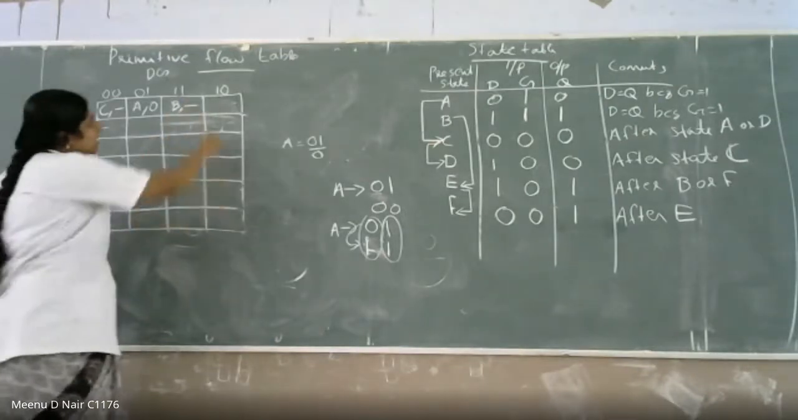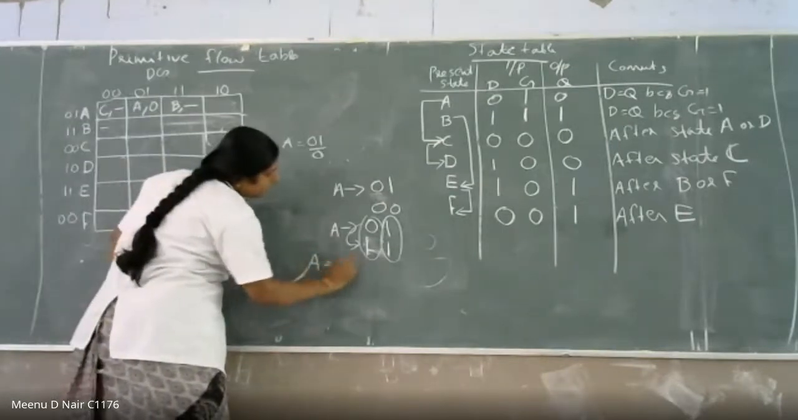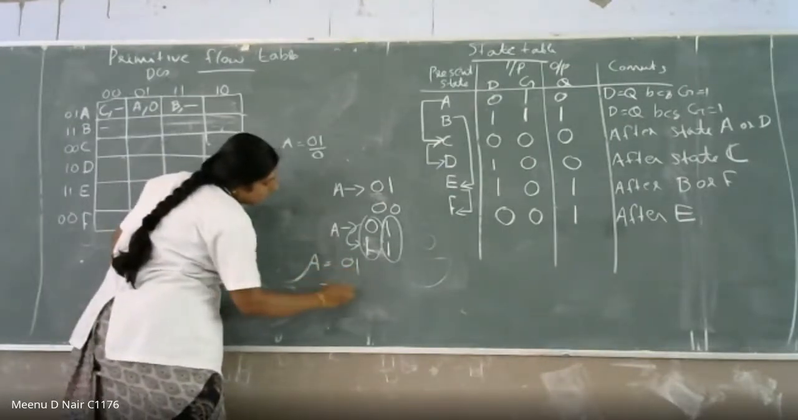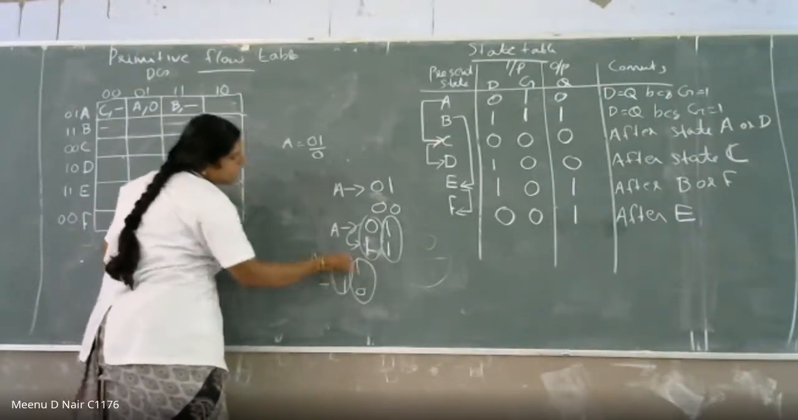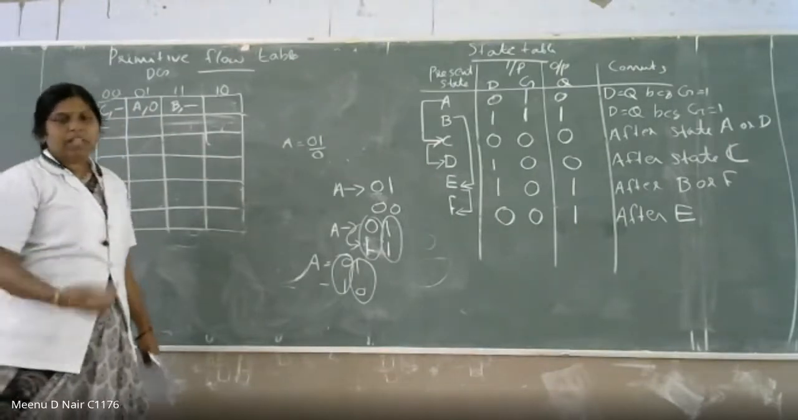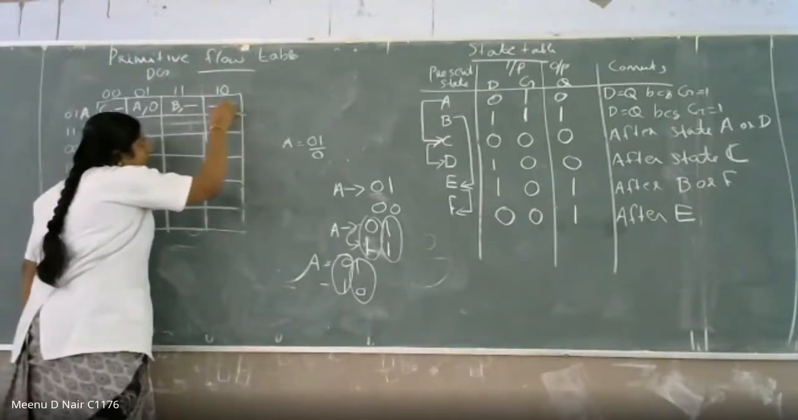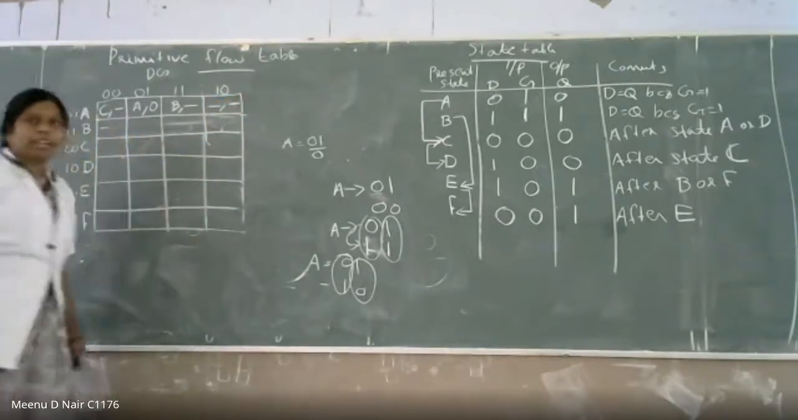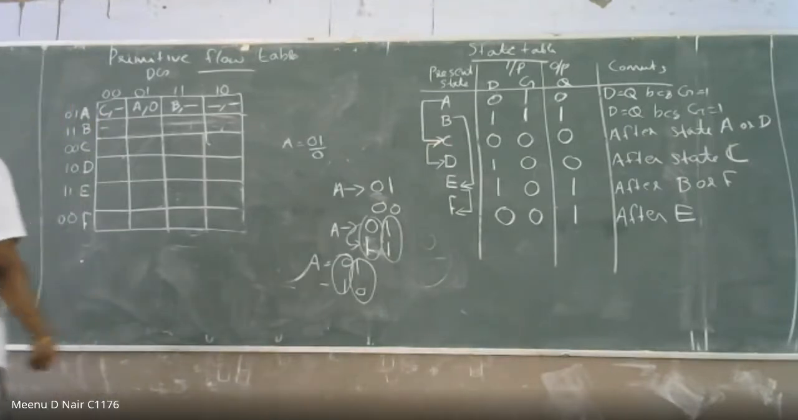Then next is 1 0. What is 1 0? A is equal to 0 1 and the next condition is 1 0. Here one transition is happening, and here another transition is happening, so you cannot take that condition. So what you have to do? You make it dash comma dash. You do not know the value, so you are keeping it as dash comma dash.